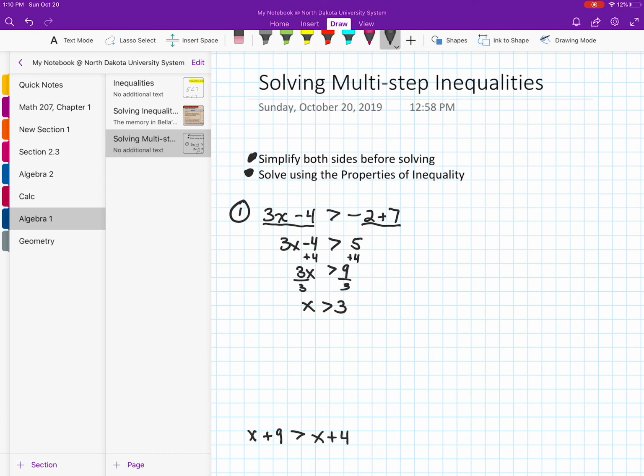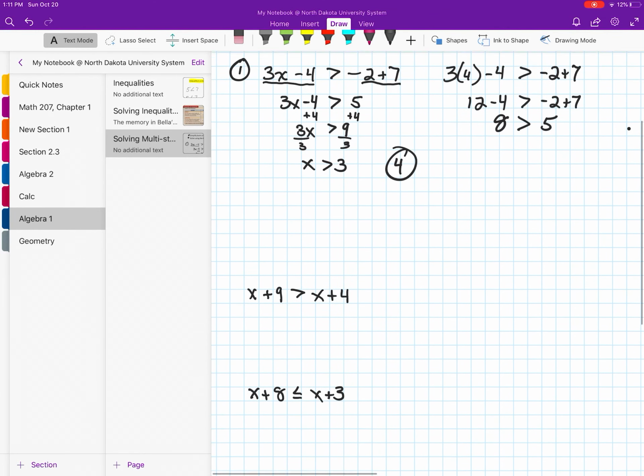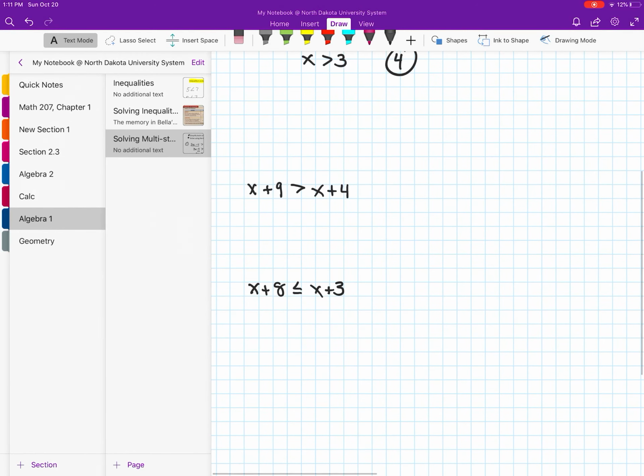So let's pick a point that is greater, and we're not going to graph it. Let's pick a point that's greater than 3. How about 4? Let's substitute 4 in for x in the original inequality. We get 3 times 4 minus 4. It better be greater than negative 2 plus 7. We get 12 minus 4 over here, negative 2 plus 7 still over there. This is 8. And that's greater than 5. So we feel pretty good about ourselves. We are pretty sure we did that right.